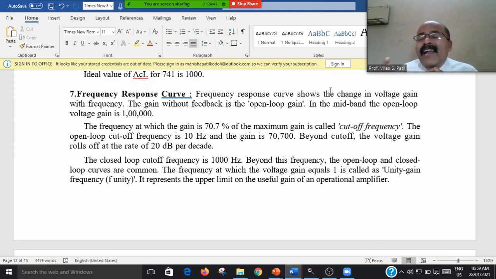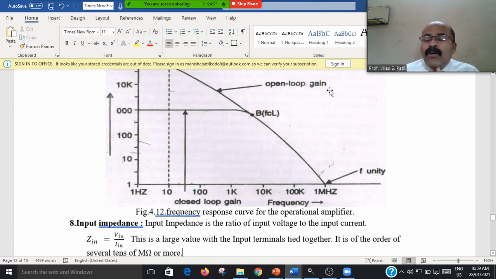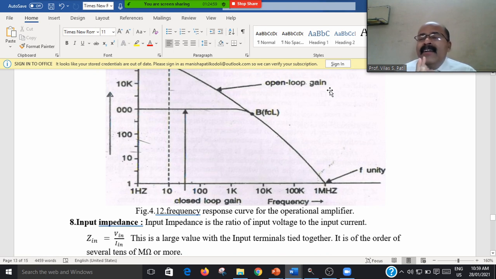And the frequency we get at letter B is called the cut off frequency. And that frequency is 10 hertz, as written here. And further, the last point shown on the graph, where we get unit gain, we call F unity.